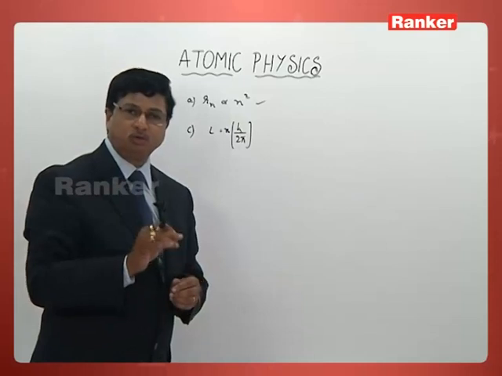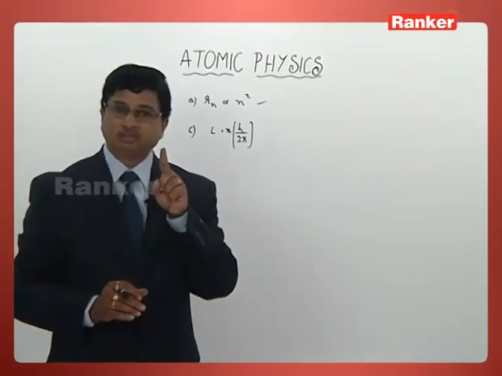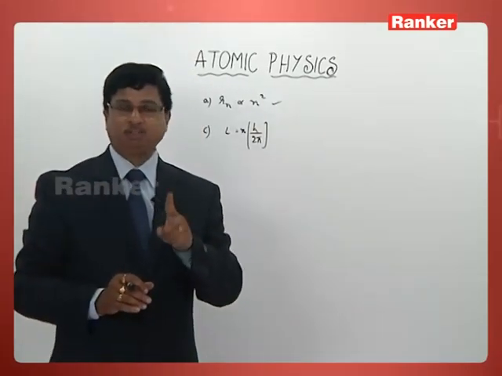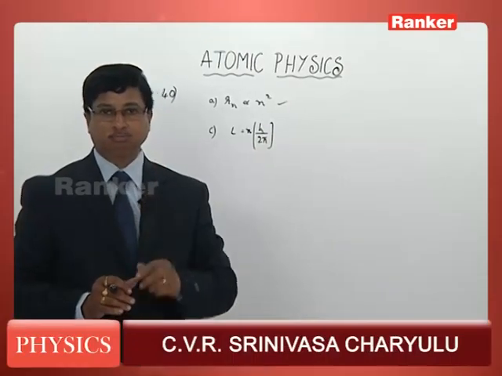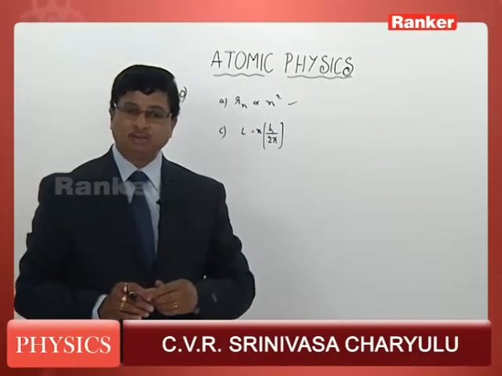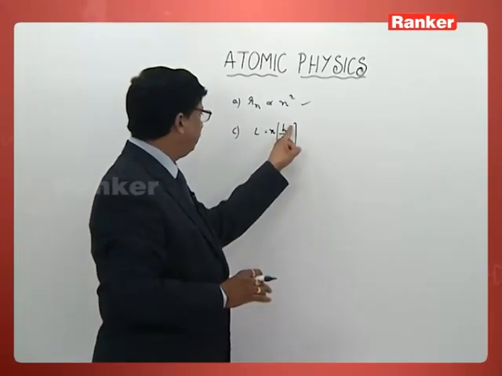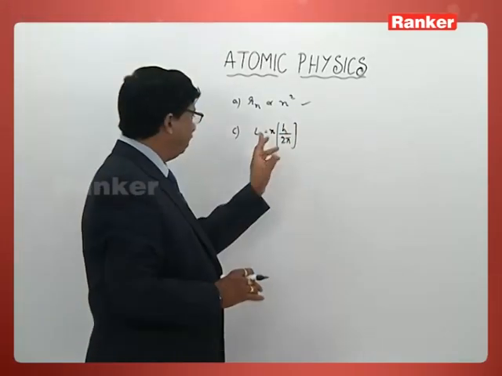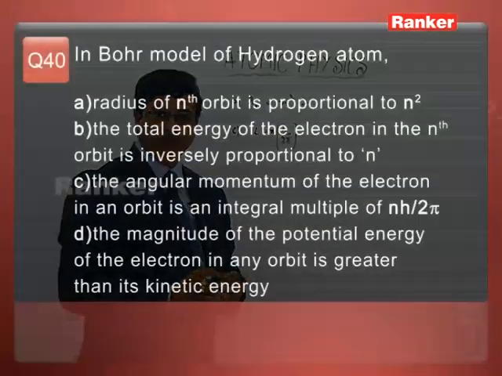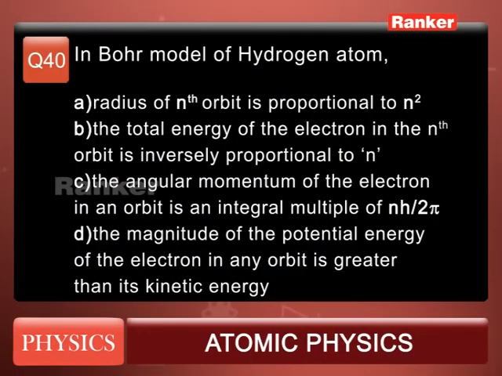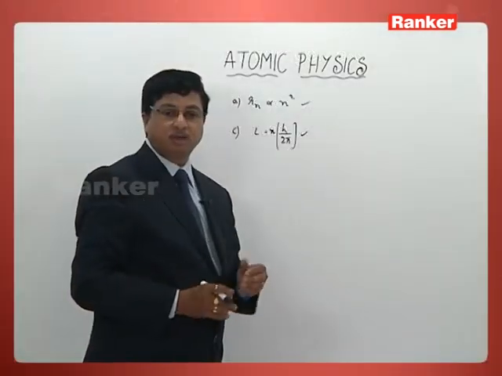In fact, all of you know this was one of the postulates made by Bohr. So what we can understand in that case is that angular momentum is an integral multiple of h by 2 pi, and that integral multiple here is n. So the third one certainly is the correct one. And come to the fourth.